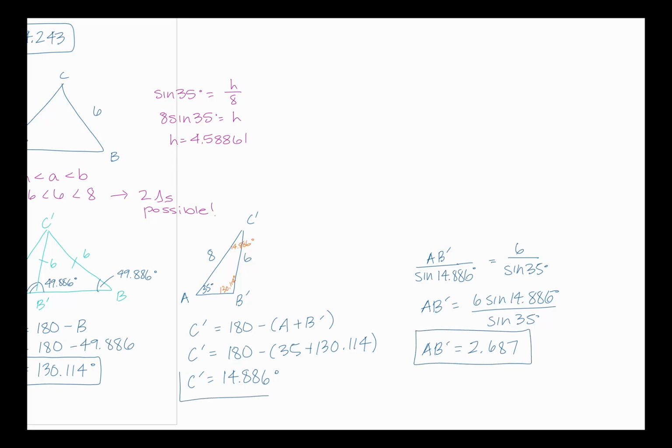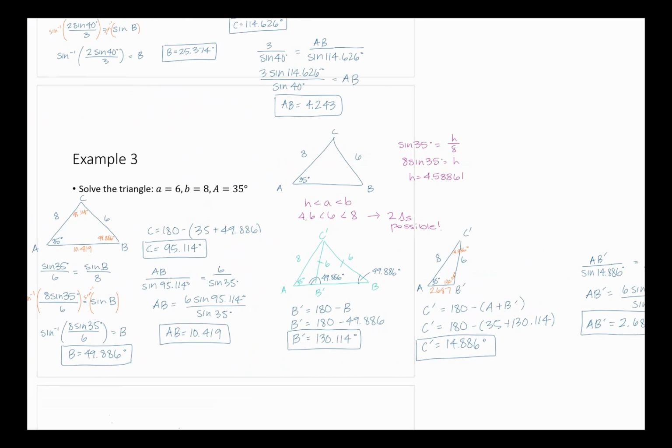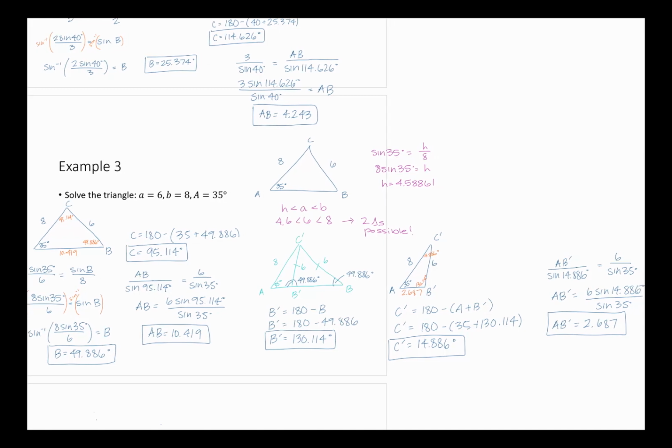I haven't been boxing my answers. So this would be 2.687. And so you can see if you compare these two triangles here, that this angle is much larger than this one. This angle is much smaller than this one. And this side is much bigger than this one. And so you can imagine that we are swinging that third side, and then that's what makes it into its other triangle. And so that's when two triangles are possible.